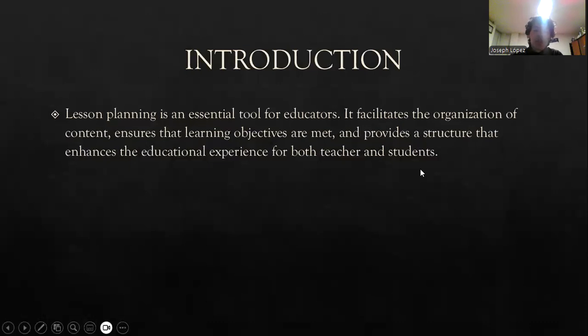Okay, the introduction. I will be talking about the importance of a good lesson plan. A lesson plan not only organizes the content to be taught, but also sets the objectives we want to achieve, ensuring that all students have the opportunity to learn effectively.